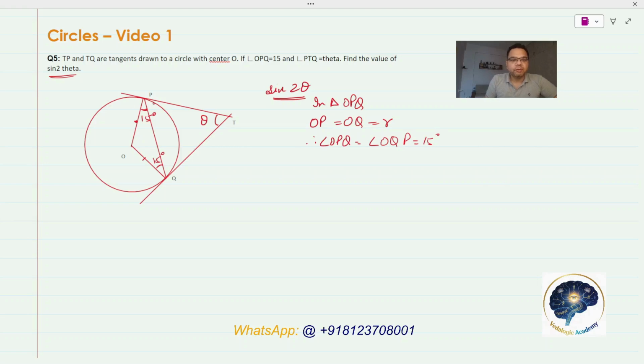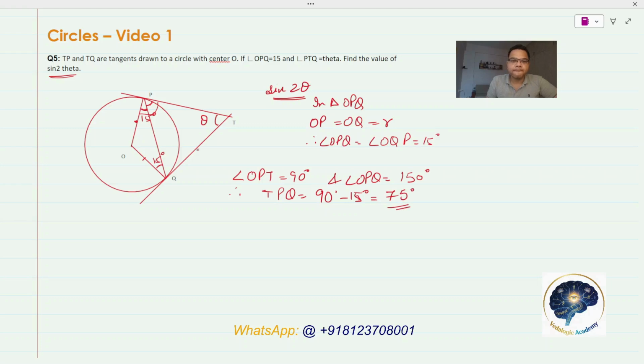Now if you see, angle OPT is 90 degrees. It's a radius touching the tangent, right? So it's a 90 degree angle. So angle OPT equals 90 degrees, and angle OPQ is 15 degrees. Therefore angle TPQ becomes 90 minus 15, because from the whole angle I'm subtracting this part, I'll get this part, right? 90 minus 15, which is nothing but 75 degrees.